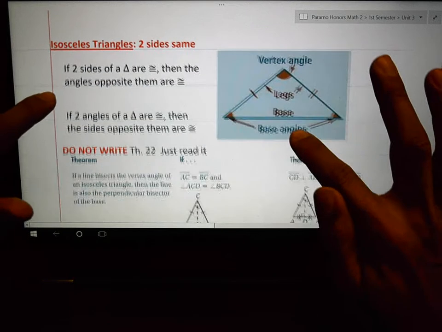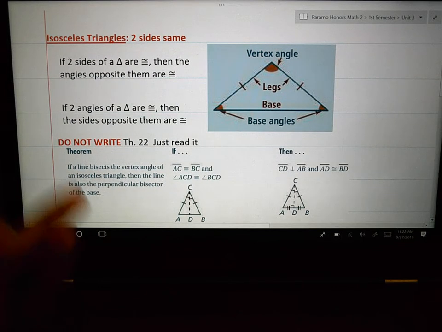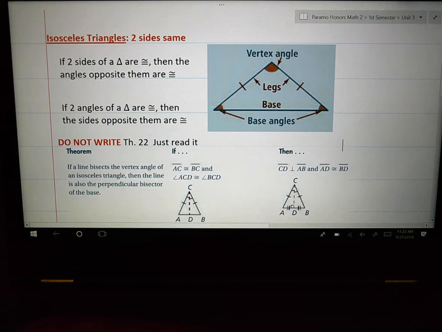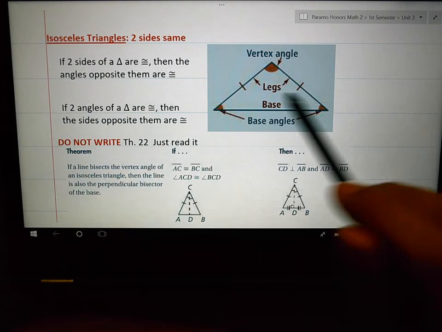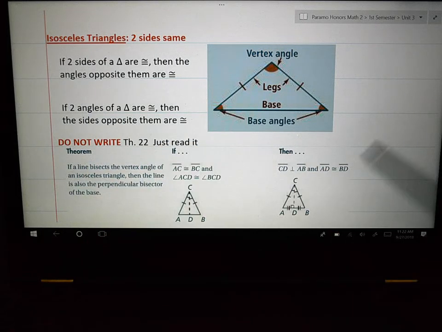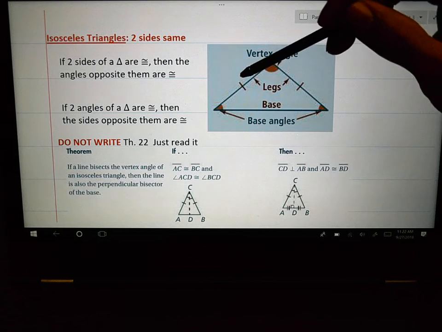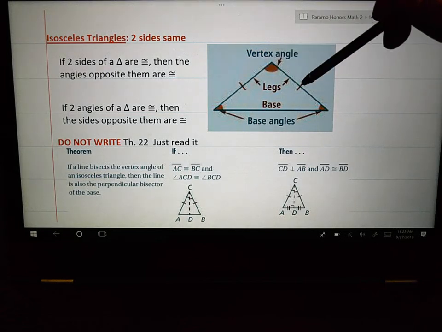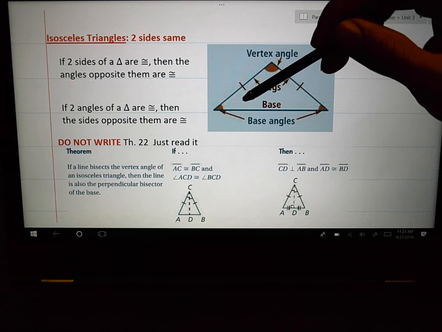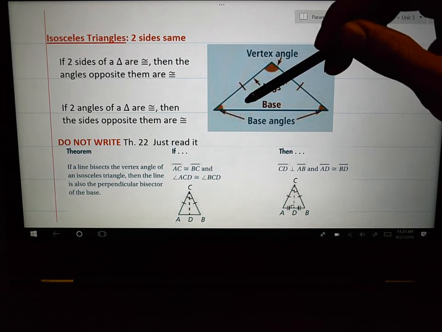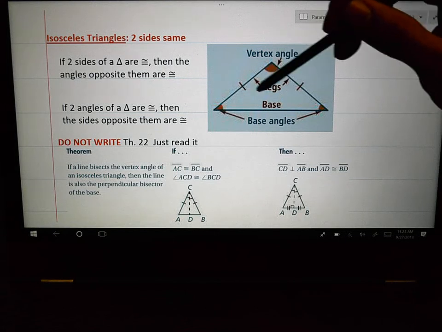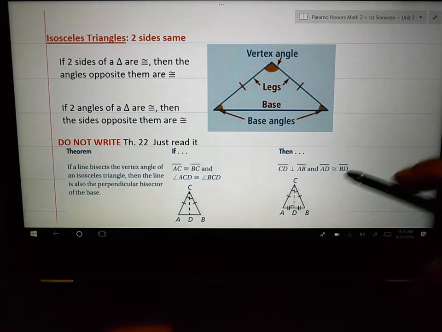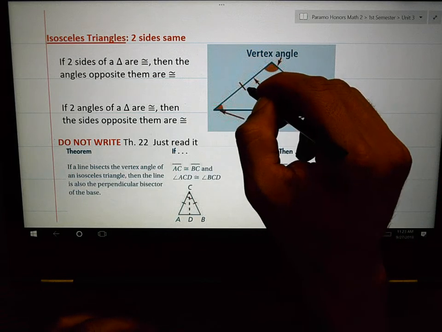The first thing that you need to know, if some triangle has two sides that are the same, then that must mean that two angles are also the same. The angles are very specific. If this side is the same as this side, then the angle across from it is also the same. If this side is the same as this side, then the angle across from it is the same as each other.